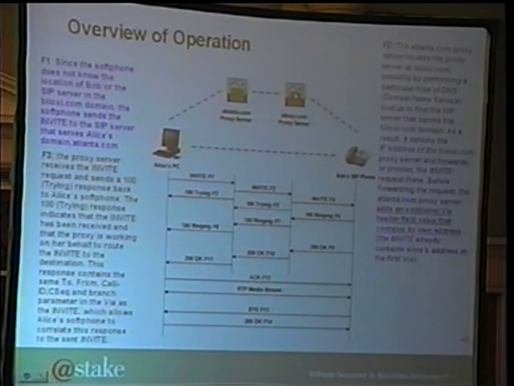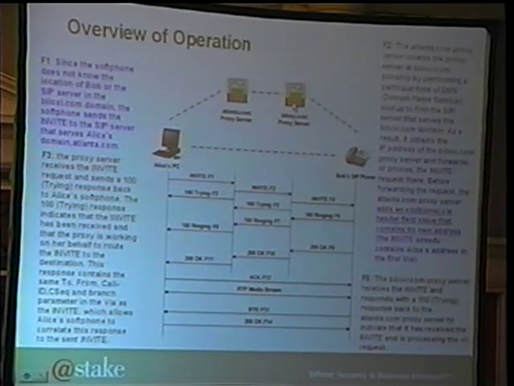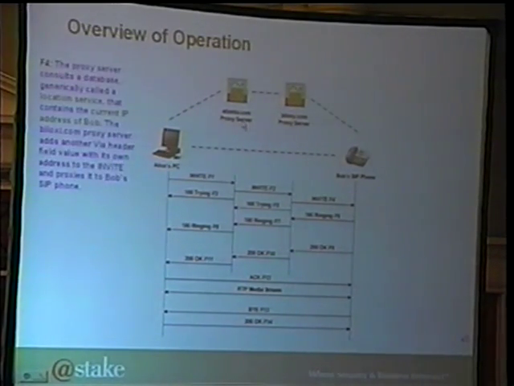Just before forwarding the invite request to the biloxi.com proxy server, he will add his own VoIP header to this invite. When the proxy server receives this invite, again, it will generate a 100 Trying response message back to the atlanta.com proxy server saying, yeah, I got this invite, thank you, I'm processing it.